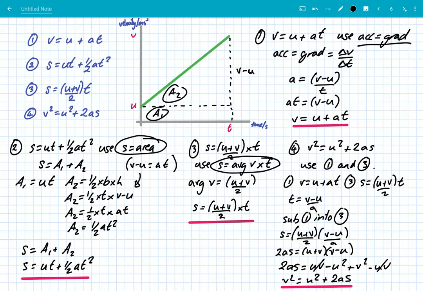And for the fourth equation of motion, v squared equals u squared plus 2as, you've simply got to use equations 1 and 3 and do a tiny little bit of algebra.